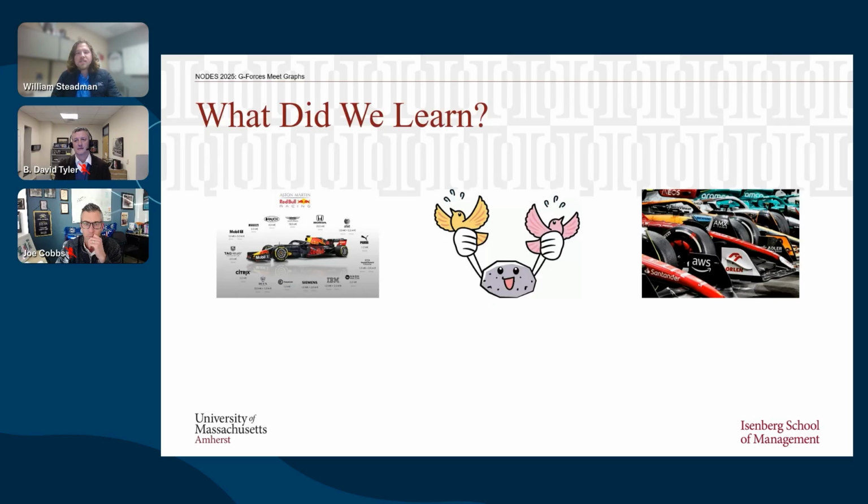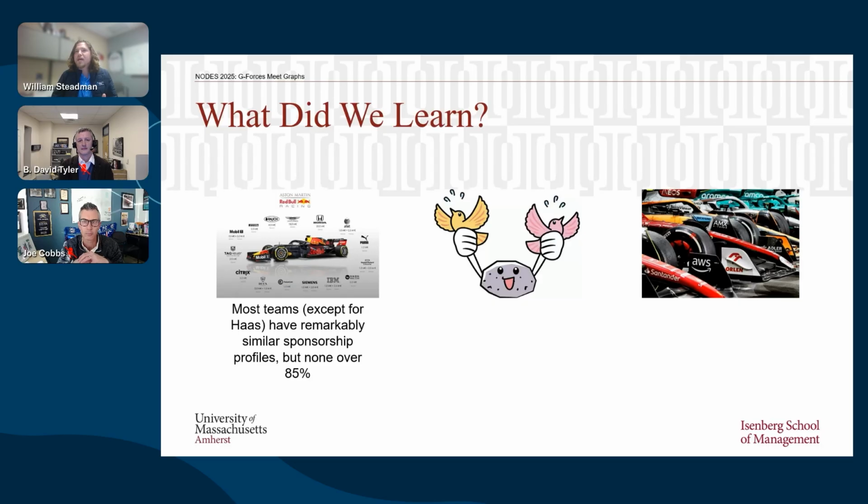Firstly, most teams had remarkably similar sponsorship profiles. They pretty much all had a banking sponsor, a tech sponsor. Overall, it was pretty similar, except for Haas, which has remarkably few sponsors compared to the other teams, especially historically. But going back to sponsorship strategy, Haas is a machine tool company that might focus more on industrial partnerships.